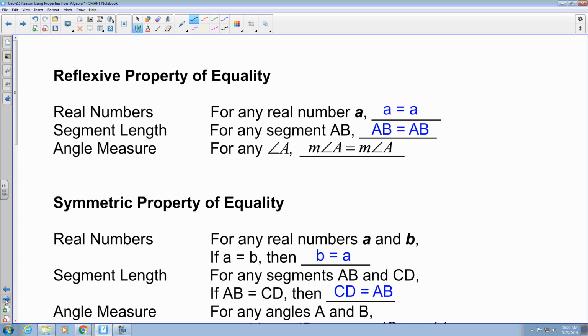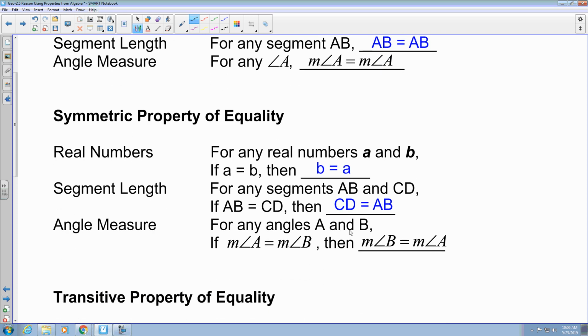So here, if we're going to talk about the reflexive property of equality, it says for any real number A, A is going to equal A. And then for any segment AB, AB will equal AB. And then for any angle A, the measurement of angle A will equal the measurement of angle A. Usually when you're dealing with geometry with these types of values, it's needed when you have shapes that overlap each other and share either common segments or common vertexes. So keep that in mind.